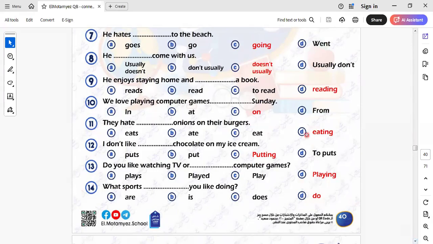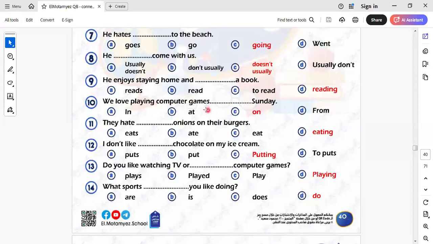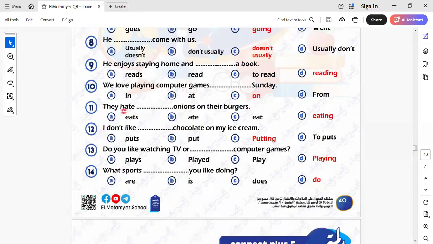The answers to the questions are in front of you. You can revise them by yourself. I answer some of them, and I will leave the rest for you to study by yourself. Here we have: we love playing computer games on Sunday. As we told you before, we have prepositions. What is used with days? We use in with seasons, years, and months, and on with what? With days. Let's continue the rest of the exercise.